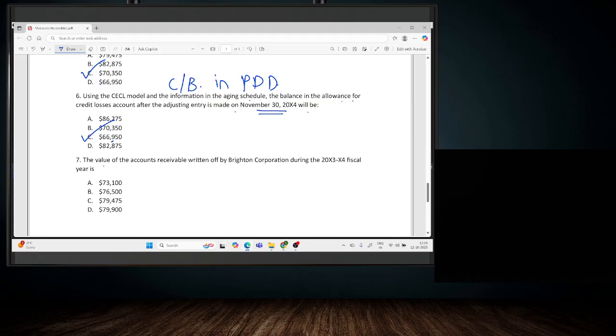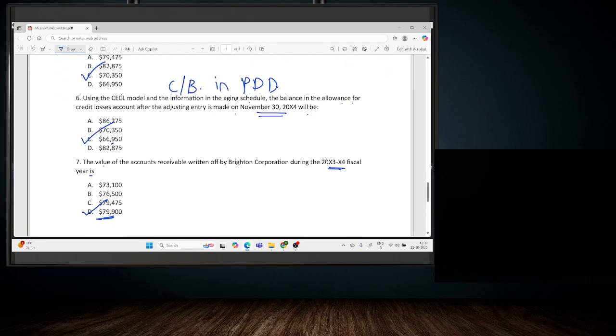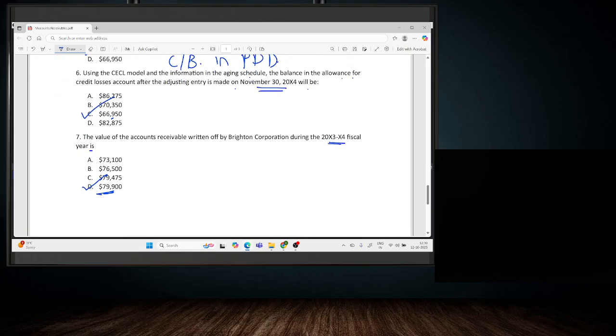66,950. The value of accounts receivable written off by Brighton Corporation during the 2013-14 fiscal year is how much? What is the amount of bad debt that is written off? It is 79,900 rupees. This is what we calculated over here. During the period, the opening balance was 76,500, but customers worth 79,900 did not pay the money. We expected only 76,500, but actual loss is more than what we expected. That is the reason why provision for doubtful debt became negative 3,400. So 79,900 is the amount of bad debt that is written off during the period.